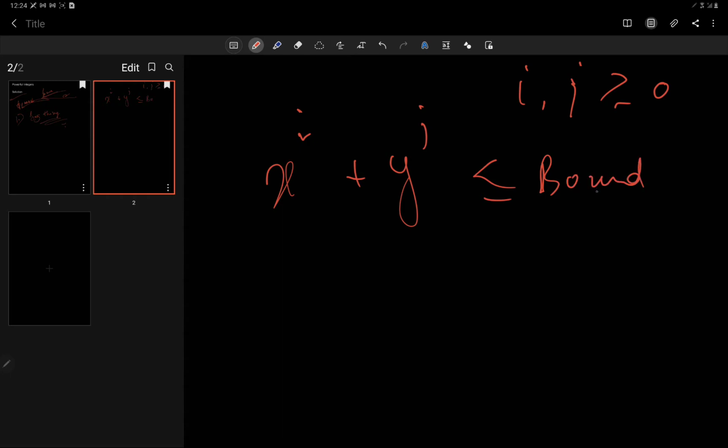If this is the case, then x to the power i is also less than bound. Obviously it was y minus, but it would be less, it can't be equal either, it would be less than that only. Now, taking log on both sides, what would this be?